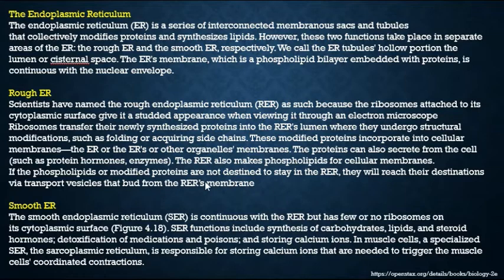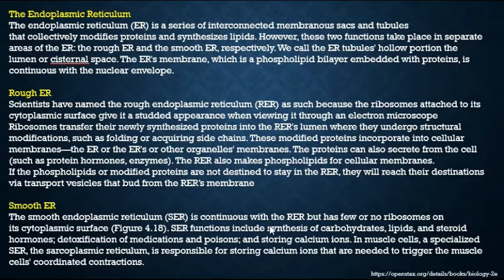If the phospholipids or modified proteins are not destined to stay in the RER, they will reach their destination via transport vesicles. That is, the vesicles we described earlier, which are like buses carrying cargo, or transport, in our part 1 lecture. Now the smooth ER.